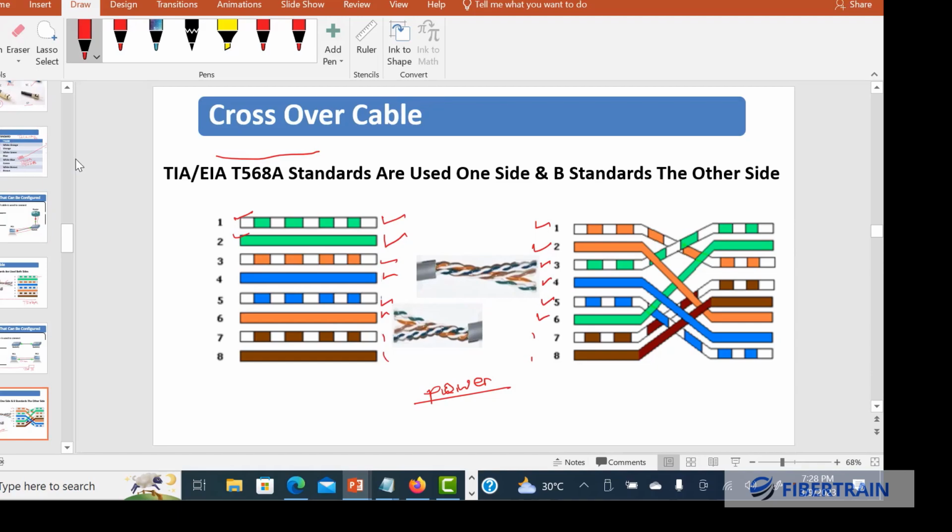Okay, so number 4, number 5, number 4, number 5. They are the same thing, right? Both sides. Yes. Number 7, number 8, number 7, number 8. Those 4 wires carry electrical signal.